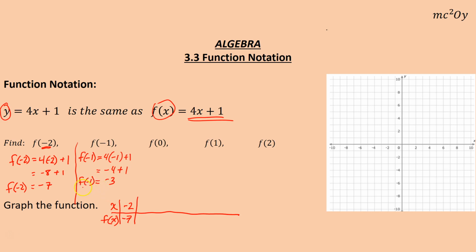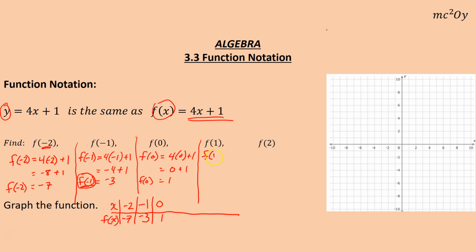Notice I'm not doing any math over here. This does not mean f times negative 1. That's just its name. It's saying when I input negative 1, I get an output of negative 3. Okay, so when I input 0, f of 0, I am going to get an output of 4 times 0 plus 1, or 0 plus 1, which is 1. So f of 0 is equal to 1. My input is 0, my output is 1.